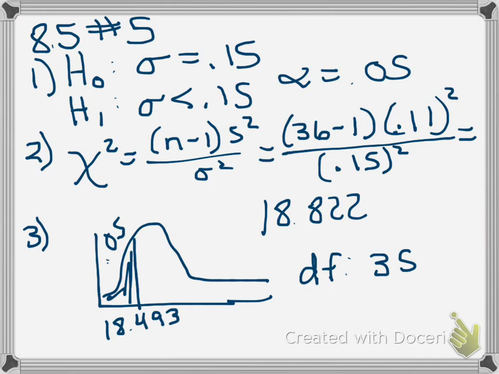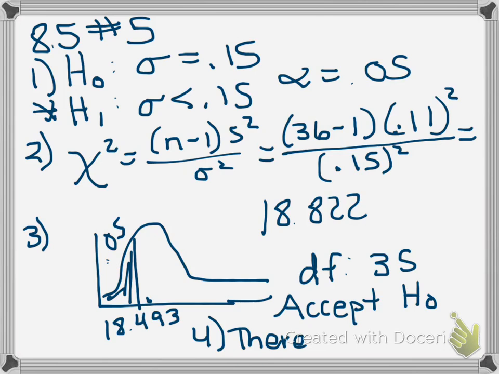So let me first talk about what I would get. This is very close, but I would be in the clear. So in the clear, I would accept H naught. Since I accepted H naught, and our alternative was the claim, in step 4, since I accepted H naught, I reject the claim, so I would have to say there is not sufficient evidence to support the claim that the population of volumes of the cans of Coke has a standard deviation less than 0.15 ounces. So again, I'll let you finish that one out.